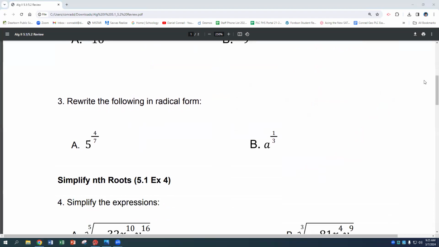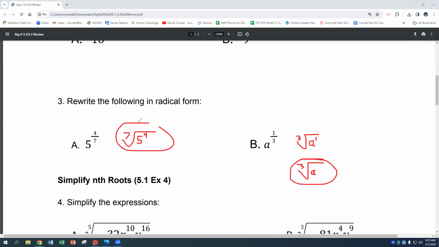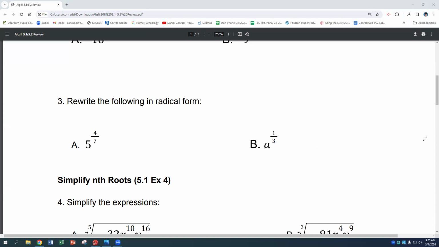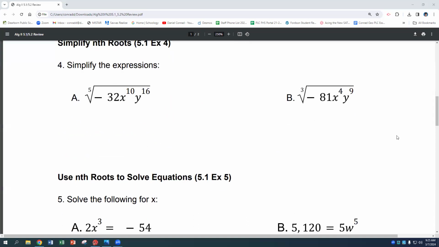Oh, no, this one just is rewriting radicals. So again, you take the denominator. So this is the 7th root of 5 to the 4th. And this is the third root of a to the 1st. Right, but we don't need to write that 1 there. We can just write it as the third root of a. Right. So the next one down here.